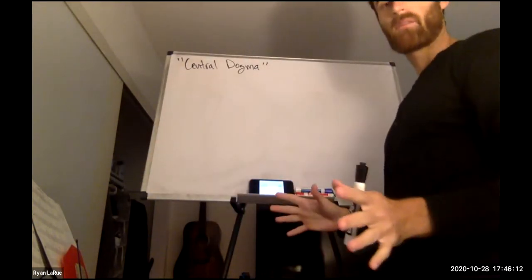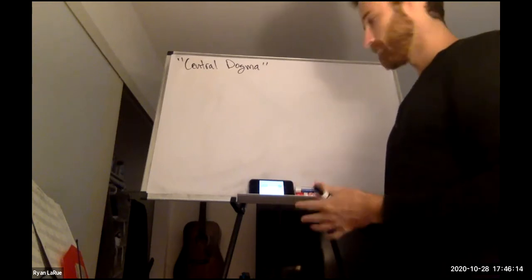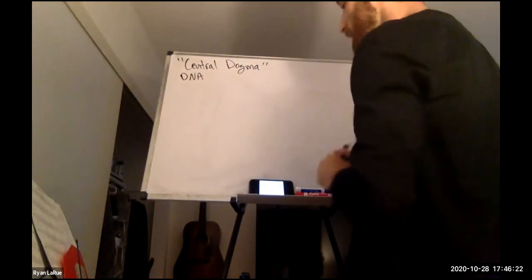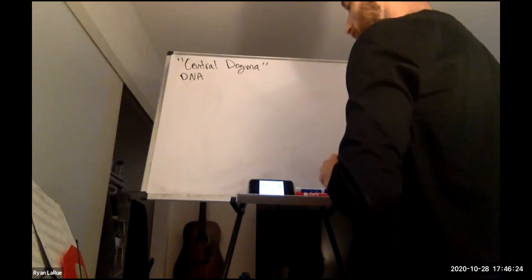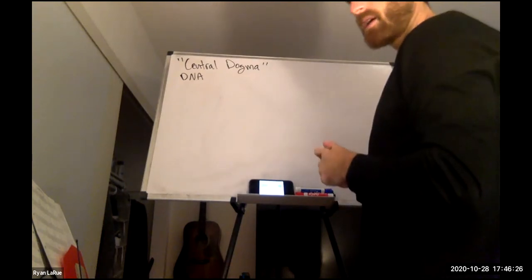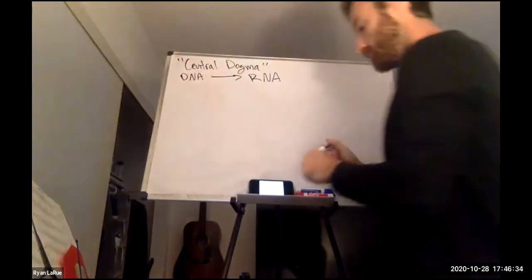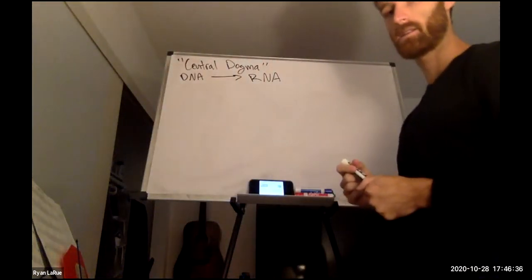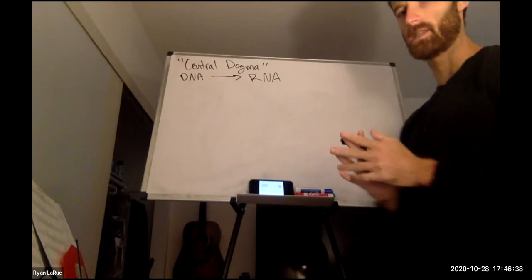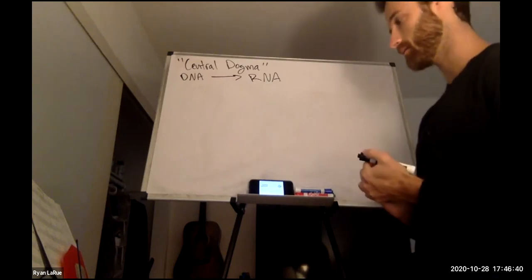The central dogma is this. DNA is what we start with. DNA is read to produce RNA, which is a different type of nucleic acid. We're going to talk about these molecules in detail. That's what the chart is on the slide.